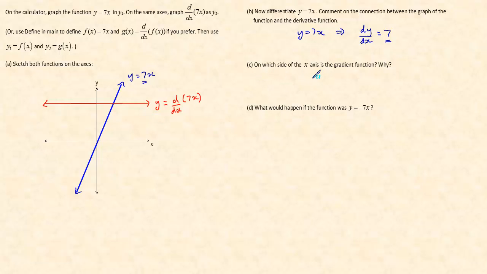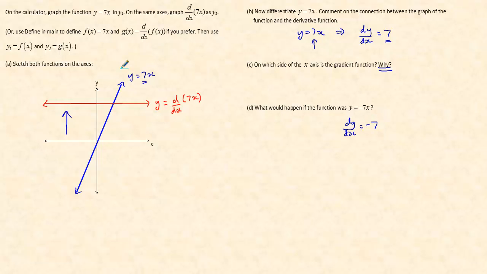On which side of the x-axis is the gradient function? Well, it's above the x-axis. Why is that the case? Well, that's the case because the gradient here is positive. If the gradient is positive, then the gradient function must be positive, i.e. above the x-axis.